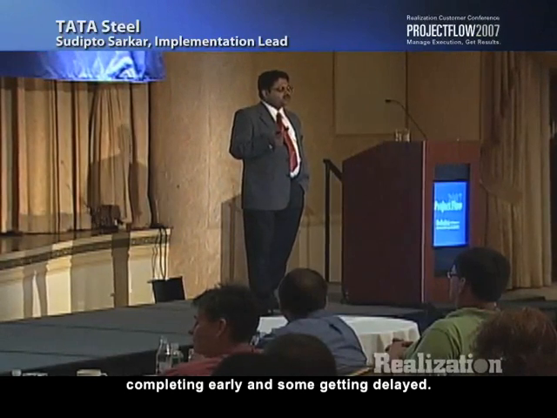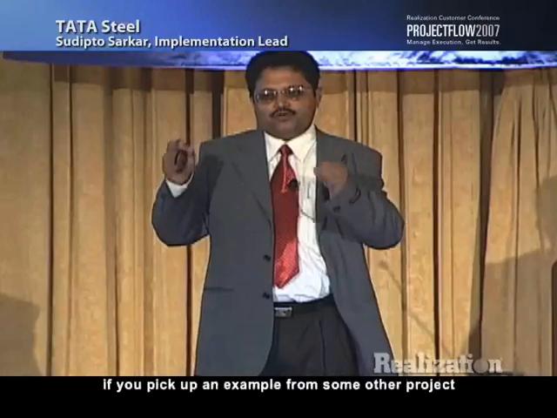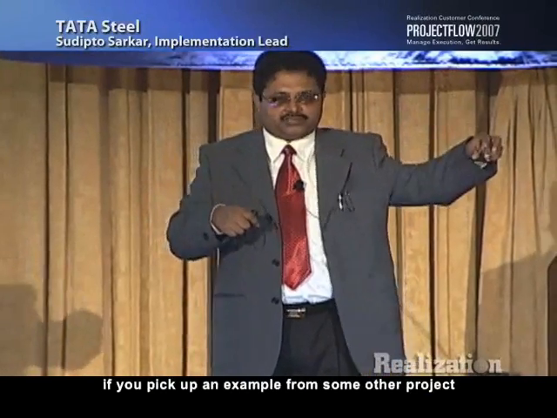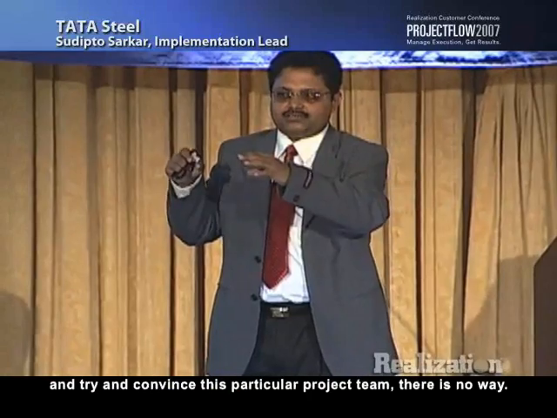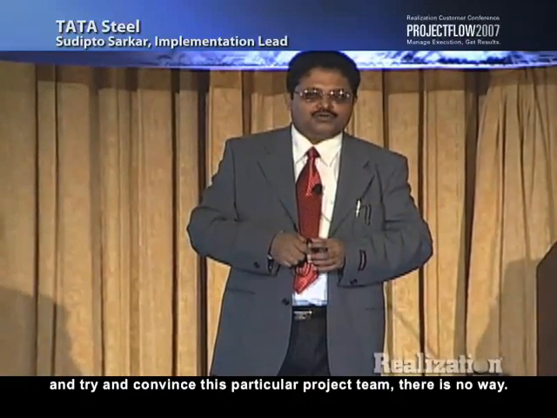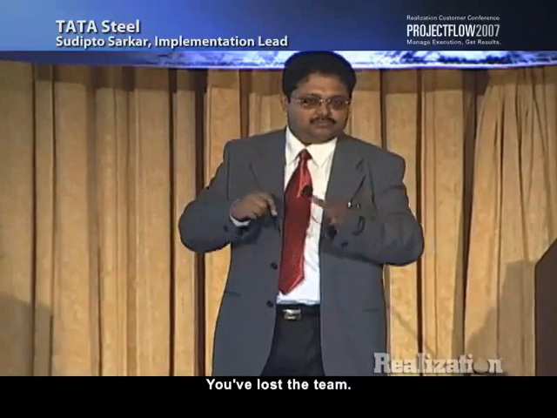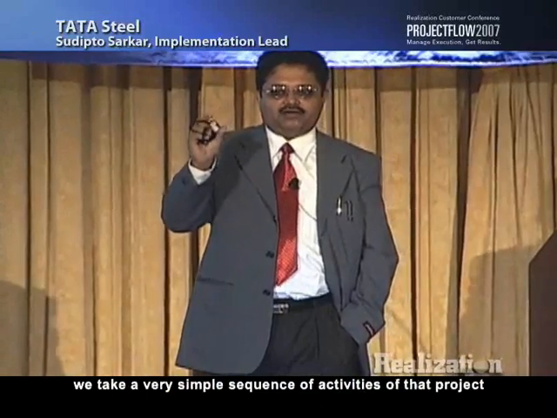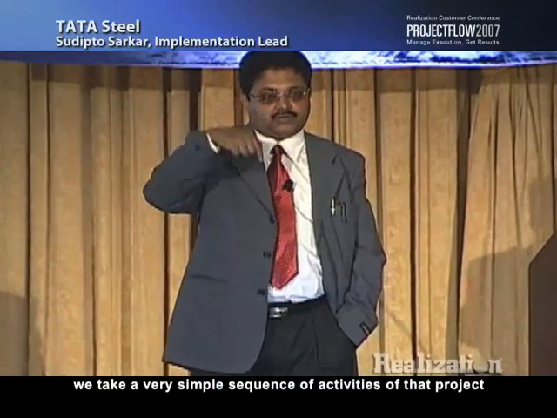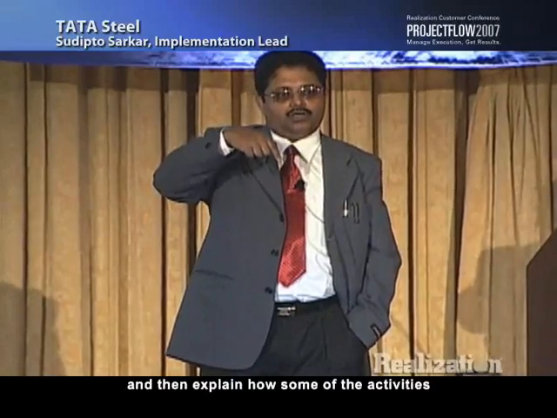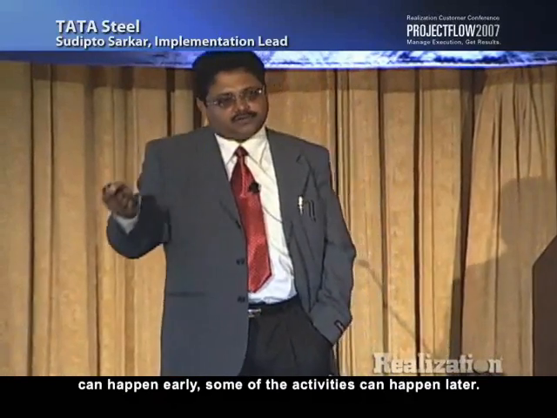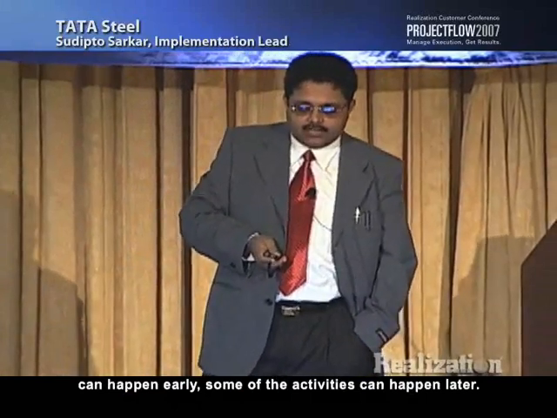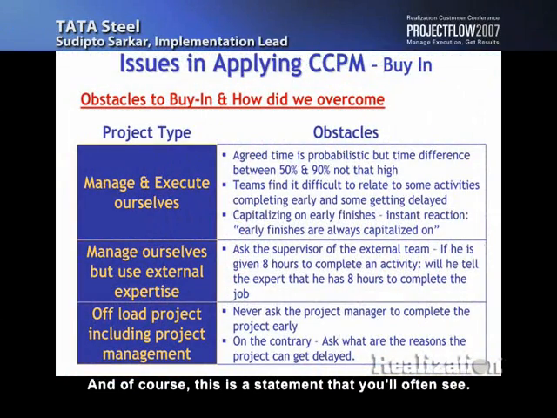Teams find it difficult to relate to some of the activities completing early and some getting delayed. One of the things that I've seen is that if you pick up an example from some other project and try to convince this particular project team, there is no way. You've lost the team. You can't have a buy-in after that. So what we typically do is we take a very simple sequence of activities of that project and then explain how some of the activities can happen early, some can happen late. And of course, this is a statement that you'll often see: we always capitalize on early finishes.